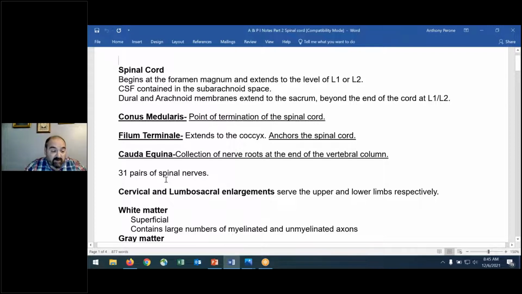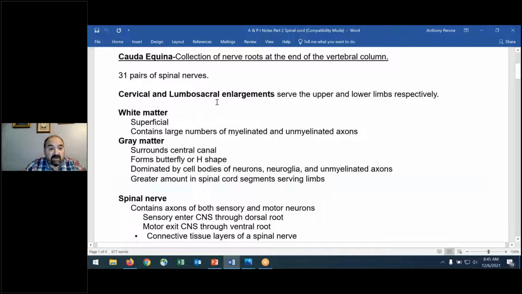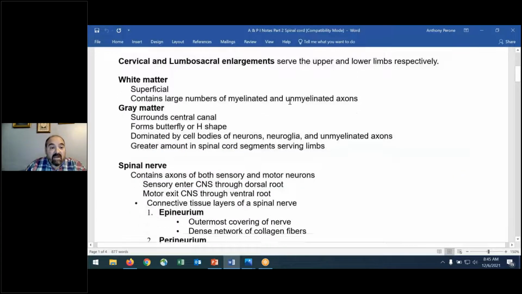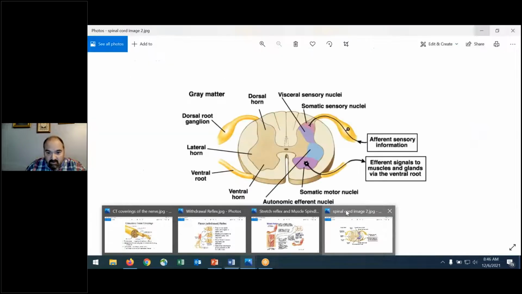31 pairs of spinal nerves. We know that there are 12 pairs of cranial nerves, and we'll discuss them in the next chapter. 31 pairs of spinal nerves, and they're pairs, they're bilateral, okay? You'll see here that there's a cervical and a lumbosacral enlargement, and this just helps to serve the upper and lower extremities. Now, I'm going to pull up this image again and show you this image regarding the cord.